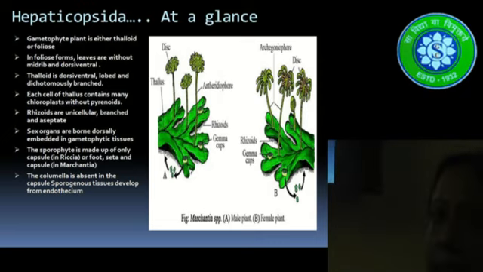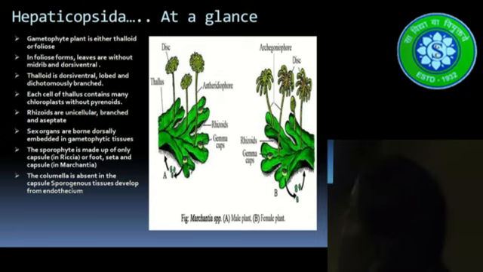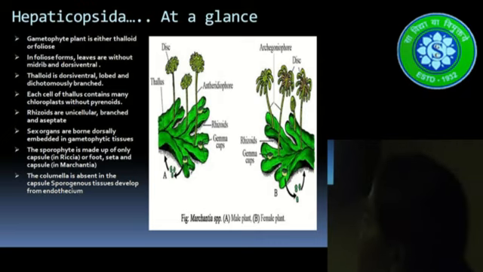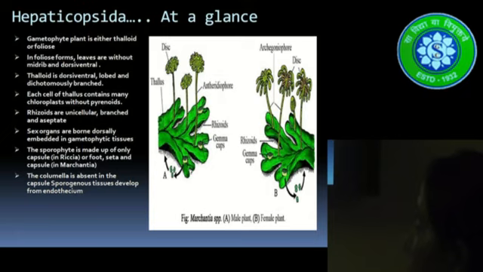Next, the general characters of the Hepaticopsida. The gametophytic plant is either thalloid or foliose. In foliose forms, the leaves are without a midrib and dorsiventral. These are the members of Marchantia. Marchantia and Riccia are the dominant genera of Hepaticopsida. The gametophytic structure is dorsiventral and green in color, that is, it bears chloroplasts and also pyrenoids.